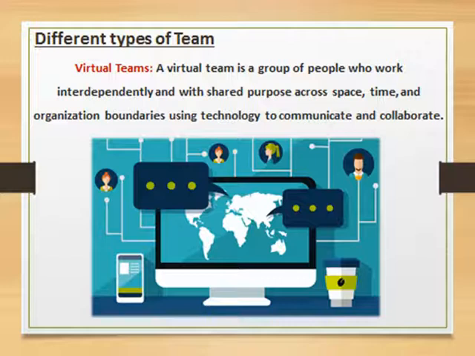So, if you go back and check, there are four types of teams. What are those four types? One is the project team, second the sports team, third the cross-functional teams, and finally virtual teams. I'll just stop here. Probably in the next session, we'll continue with the stages of group formation: what the different stages are and how a team can be effective when they are put together.